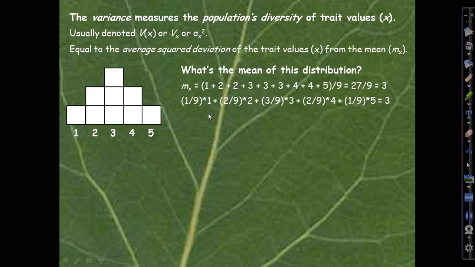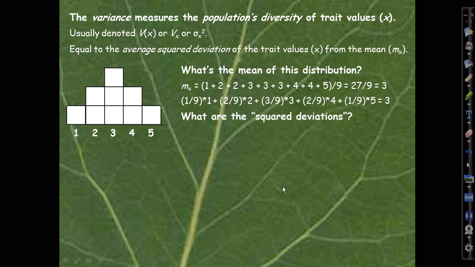So that would be 1, which occurs 1 time in 9, by 1/9; 2, which occurs twice, times 2/9; 3, which occurs 3/9 of the time; 4, which occurs 2/9 of the time; and 5, which occurs 1/9. Do all those multiplications and additions, and you also get exactly 3, which is the correct answer.